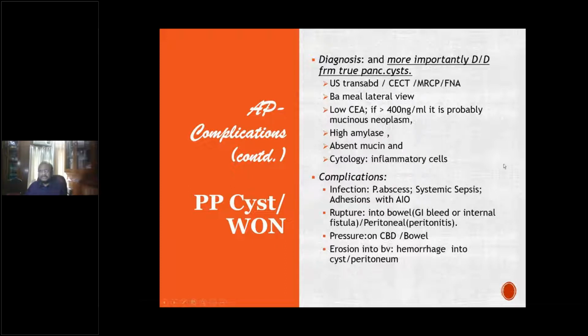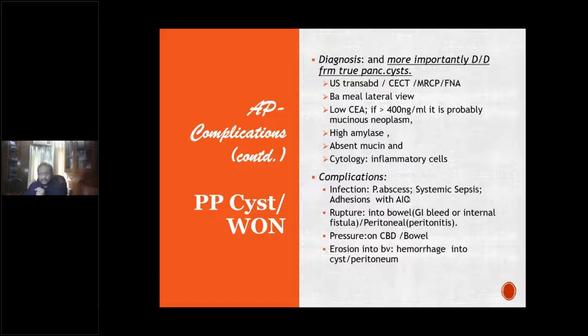What could be the complications of a pseudopancreatic cyst? Infection, pseudopancreatic abscess, systemic sepsis, adhesions with intestinal obstruction. And why does adhesion develop? Because a bowel can easily go and stick to the inflamed pseudopancreatic cyst, giving rise to kinking. And the most common part of the bowel which sticks is the proximal jejunum, sticking to the undersurface of the transverse mesocolon, especially in cysts which are lying in the transverse mesocolon.